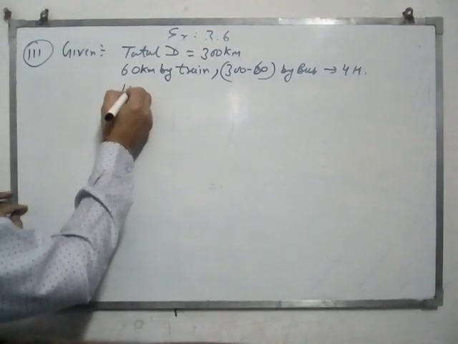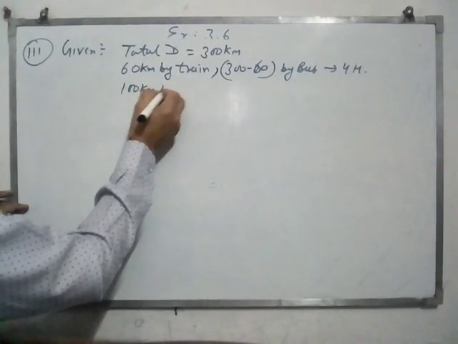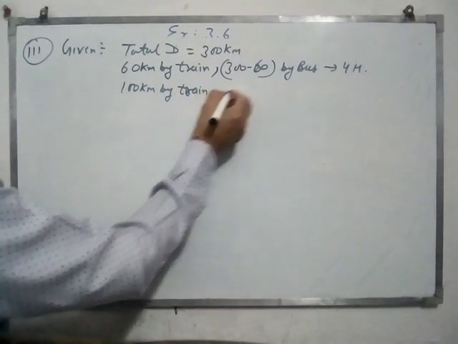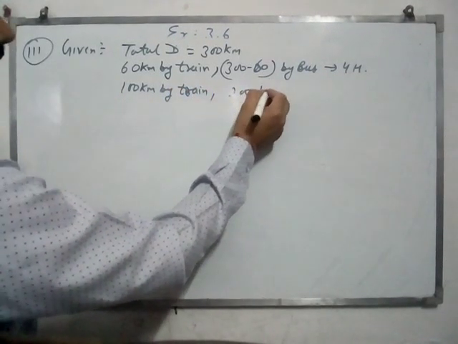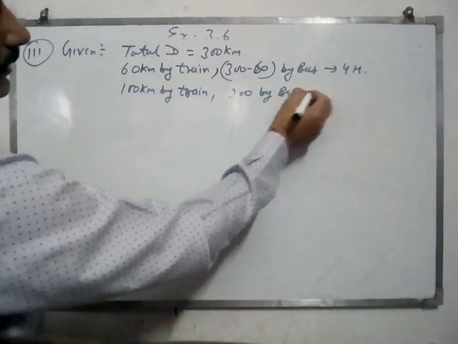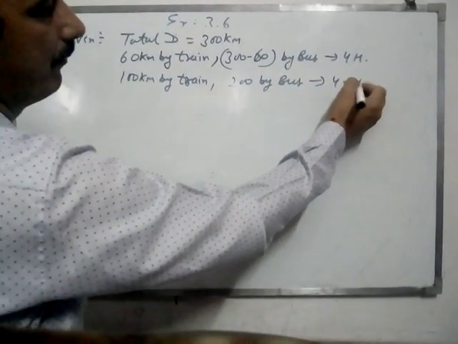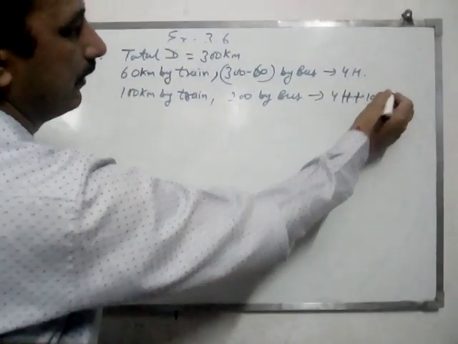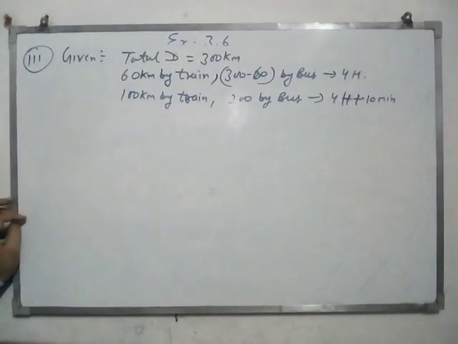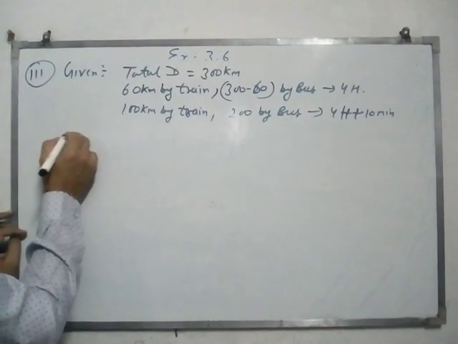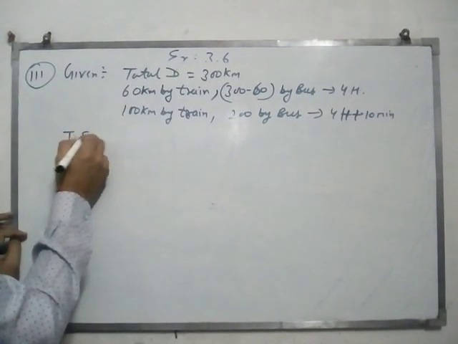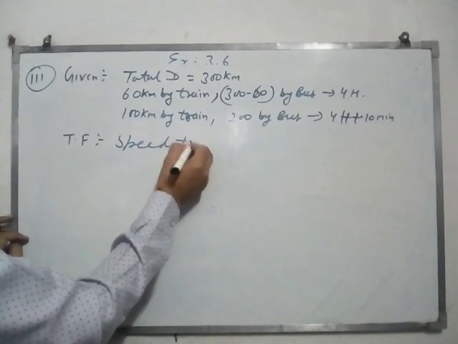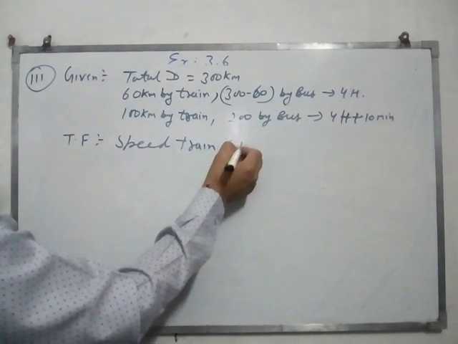And similarly, if 100 km by train, so 200 km rest by bus. So it's 4 hours plus 10 minutes extra. So he requires 10 minutes more. So we have to find the speed of the train and bus.